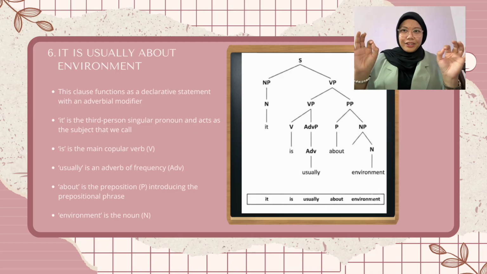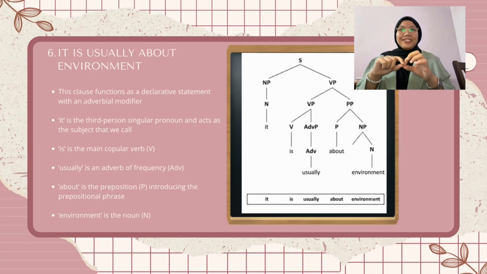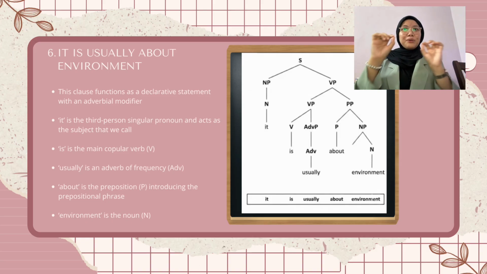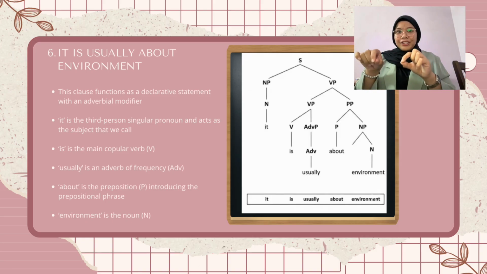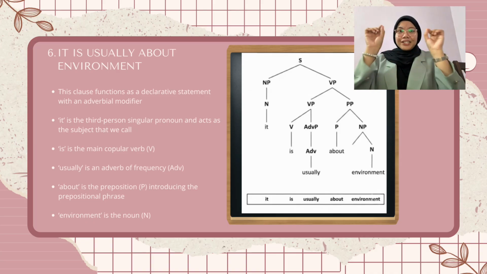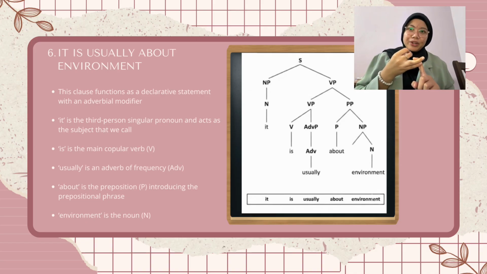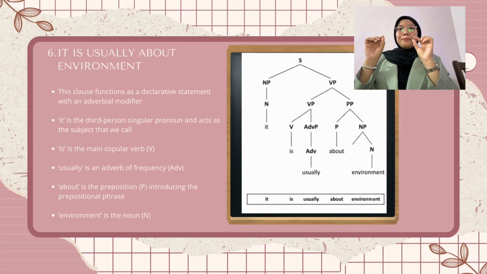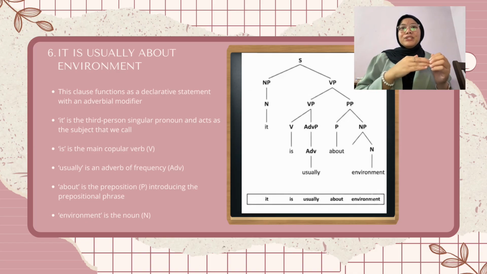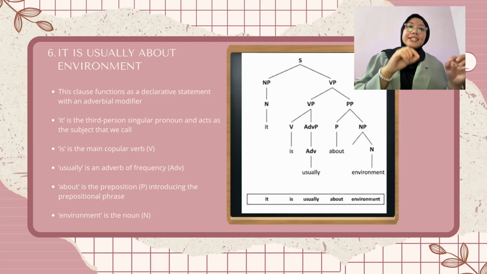In a syntax tree, the main sentence splits into a subject, a noun phrase, and a verb phrase. In the noun phrase, we have "it". Inside the verb phrase, the element splits into the main verb, the adverb "usually", and the prepositional phrase "about environment". However, the prepositional phrase further breaks down into the preposition "about" and its object, the noun phrase "environment", which consists of a single noun.